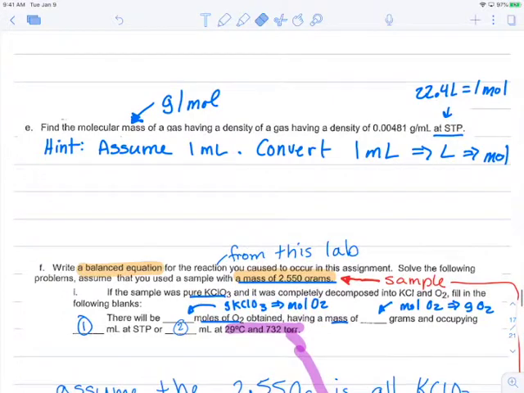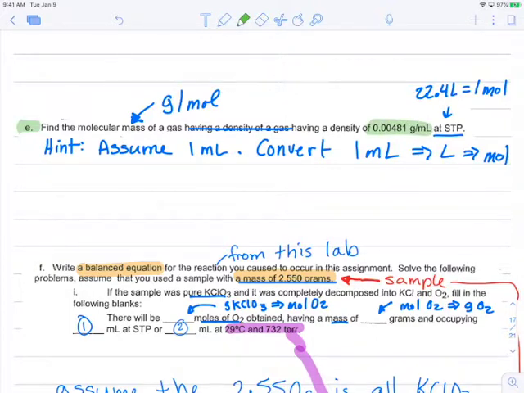All right, so let's move on to part E. Part E says find the molecular mass, which is grams per mole, of a gas having a density. Oh, it looks like hopefully it got changed in your book, but there's kind of a weird typo here. Find the molecular mass of a gas having a density of a gas. The words are repeated here. There we go. Having a density of 0.00481 grams per milliliter. I hope that got changed in the new version of the lab manual, but I have a feeling it probably didn't. That's okay. So here's your density right here.